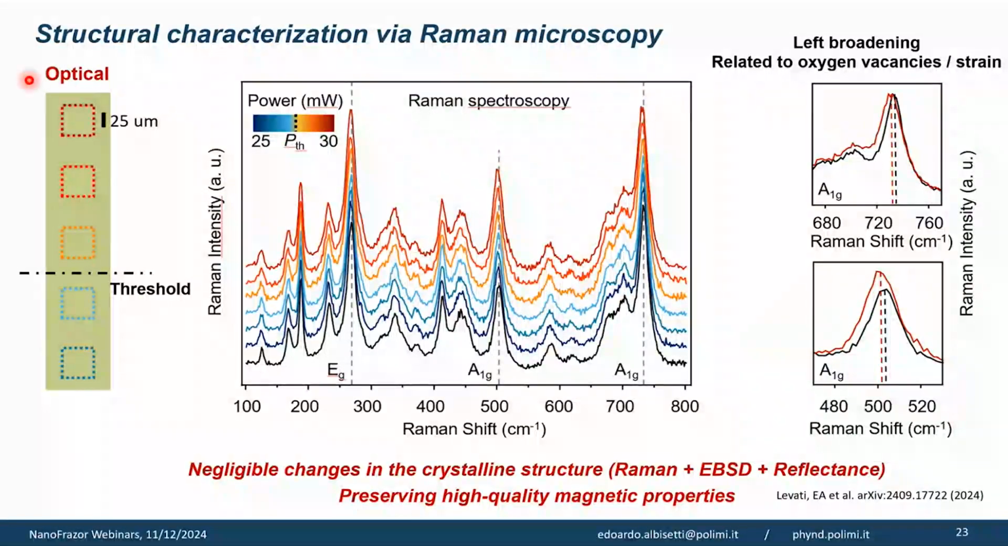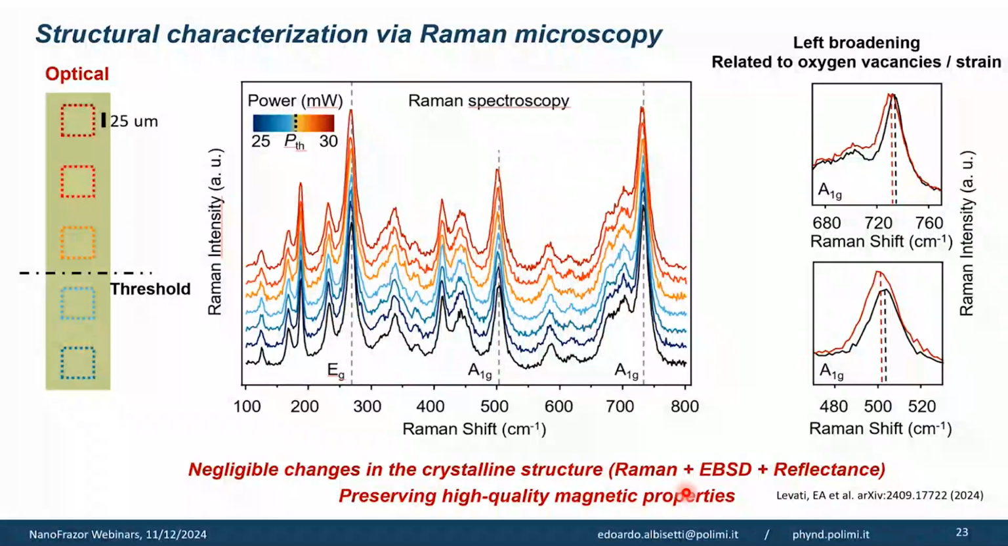And so we went to do some structural characterization via micro Raman spectroscopy. What we saw that was surprising to us was that the Raman spectra were quite similar one to the other, even above threshold. And also the optical image doesn't show almost anything, also above threshold. So it seems like we are not creating big changes in the crystalline structures of the material.